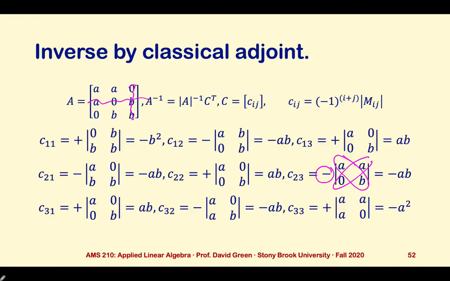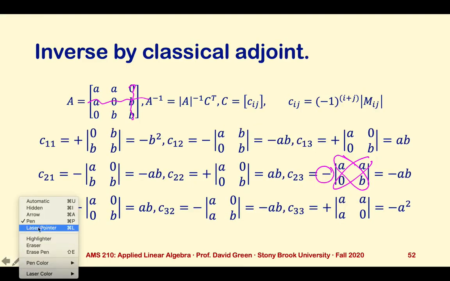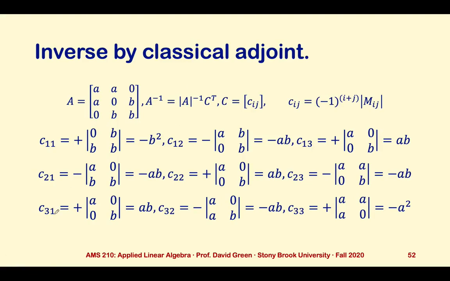Carrying along for the last row. 3, 1. 3 plus 1 is 4, so this is a positive term. We delete the first column and the last row, gives us the matrix AB, A0, 0B. Determinant is A times B minus 0, so we have AB.